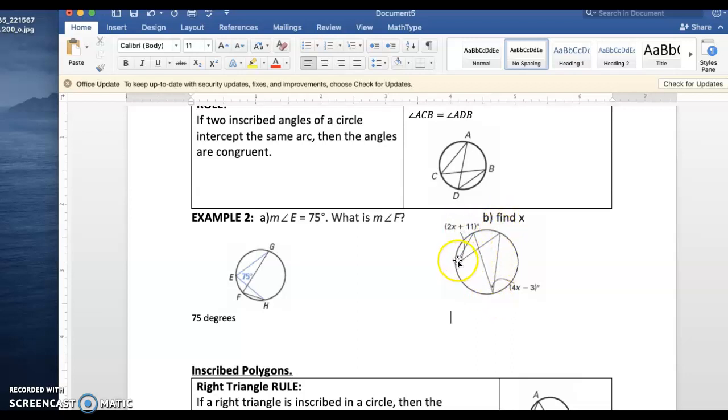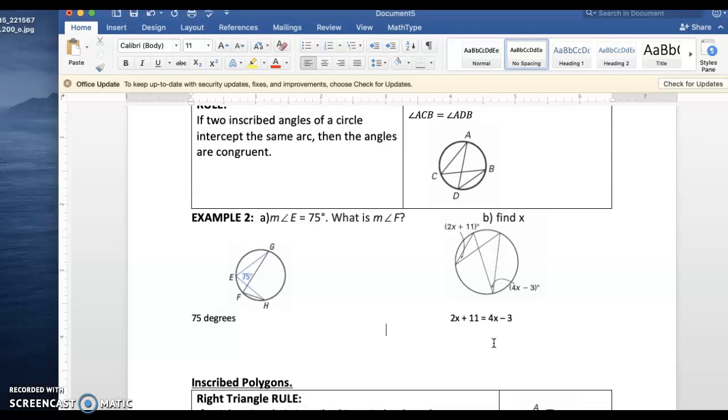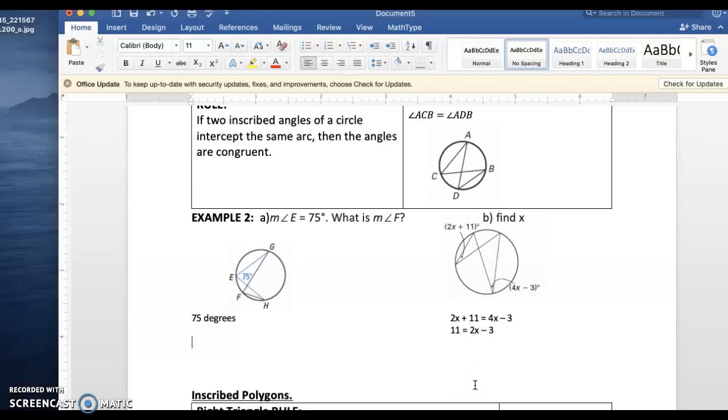Therefore, I know that angle A and angle B are equal to each other, so I can set these two expressions equal to each other. If we want to find the value of x, we set them equal and start to solve. I would subtract 2x on both sides and have 11 is equal to 2x minus 3. Then we add 3 on both sides, and I have 14 is equal to 2x. Therefore, x is equal to 7.